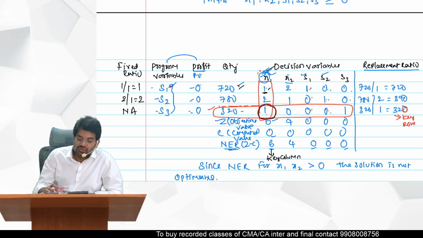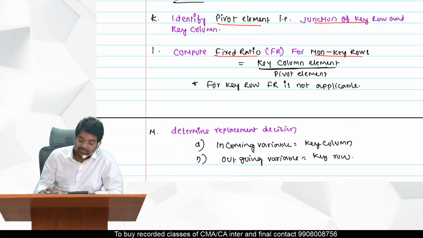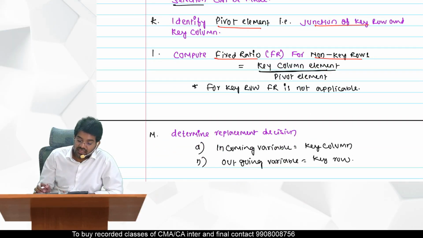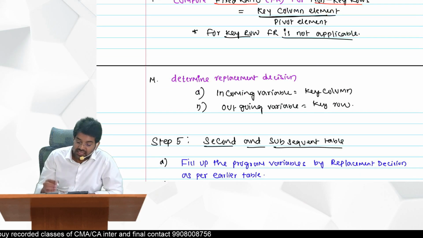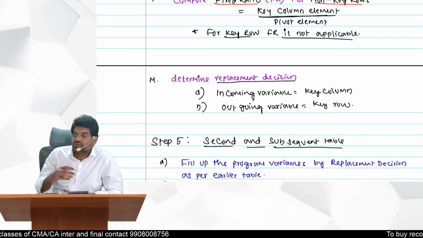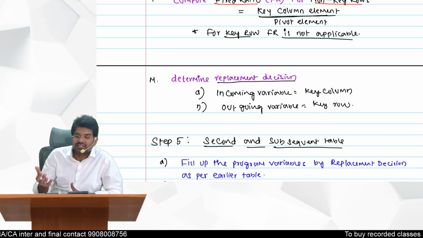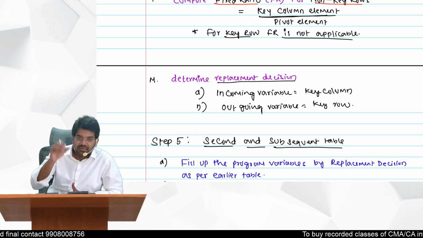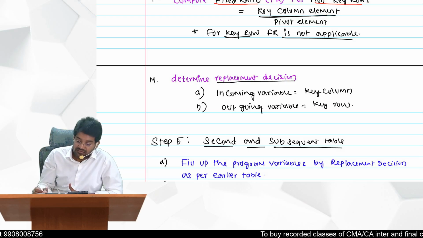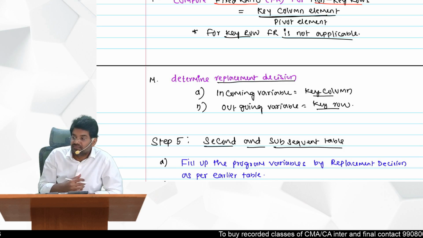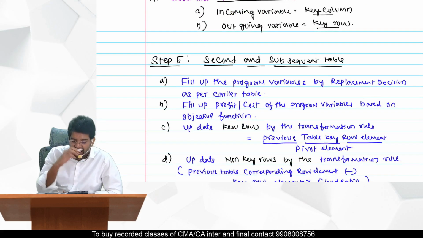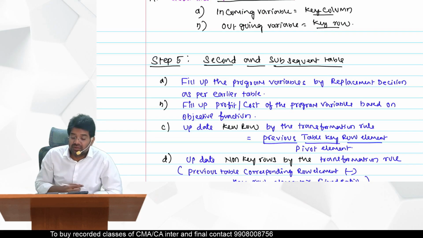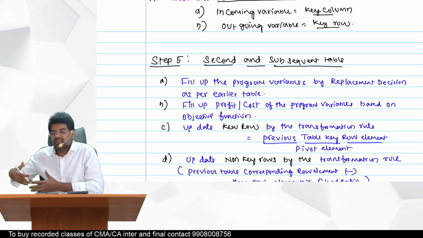Now after that, what should we do? See the next step. The fixed ratio also we calculated. For the key row, FR is not applicable. Next, determine the replacement decision, that means which one should come in and which one should go out. Already we have decided the key column will come in and the key row will go out. For that purpose we determined the key column and key row. Next, step number 5: the second and subsequent tables. We should prepare one more simplex table again.